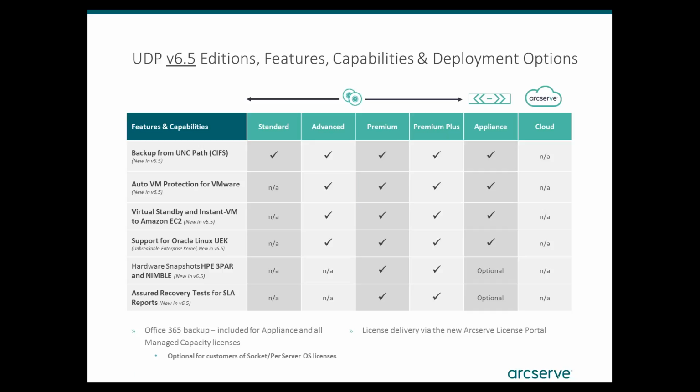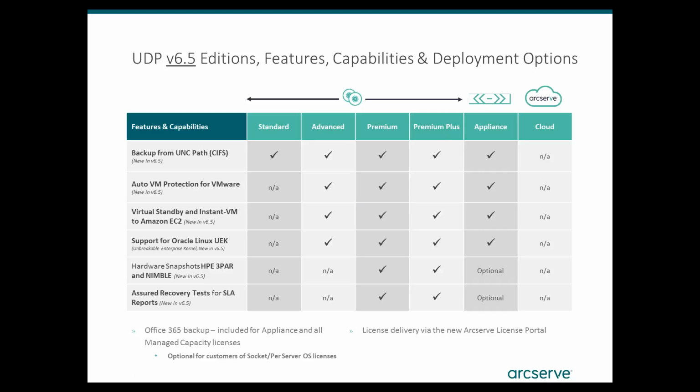You will get the benefit of the UNC Paths protection with the Standard Edition. You'll also, if you have a per terabyte edition of any of these licensing models, have the benefit of the Office 365 capability. So if you have a per terabyte model, Standard, Advanced, Premium, Premium Plus, you will have the introduction of the Office 365 capabilities for the online Exchange protection.